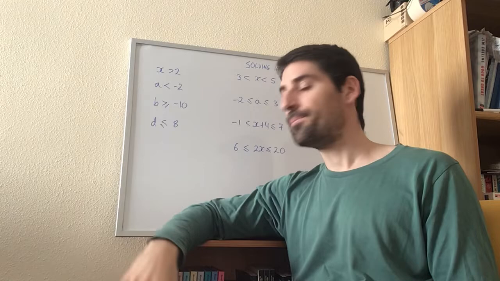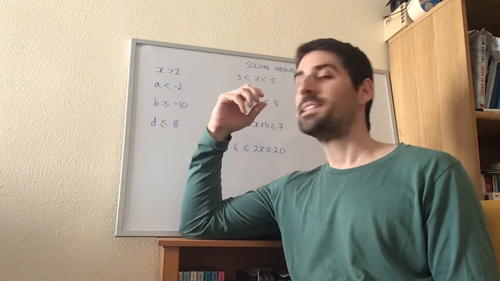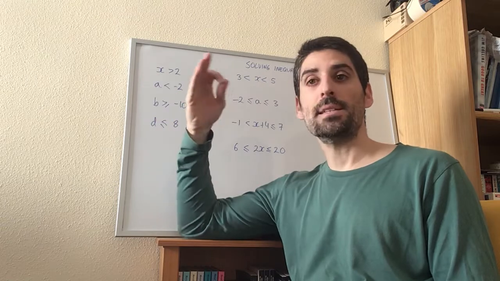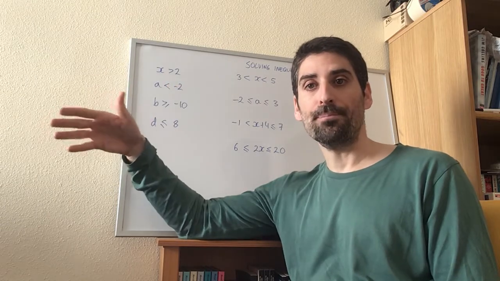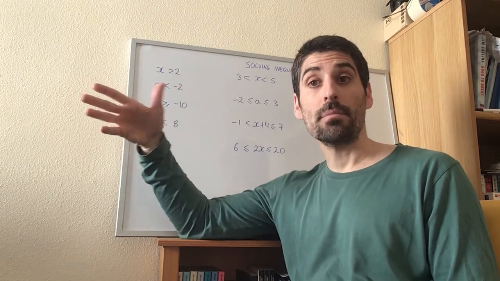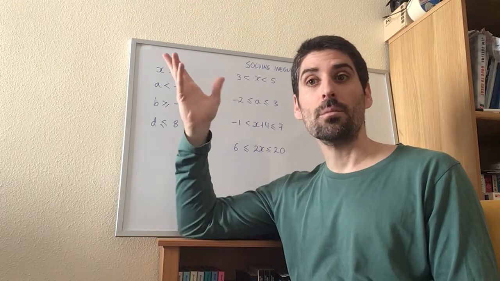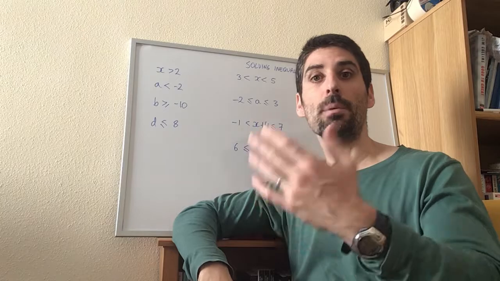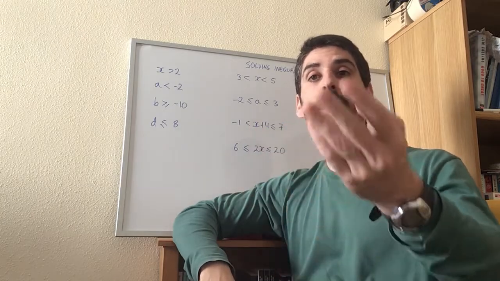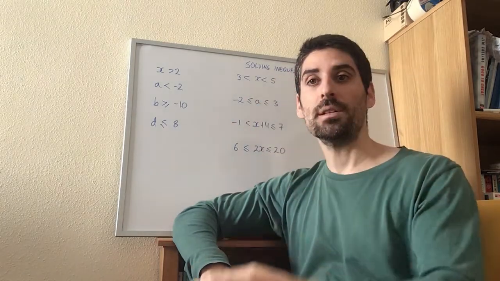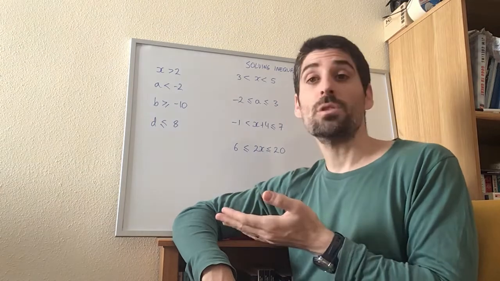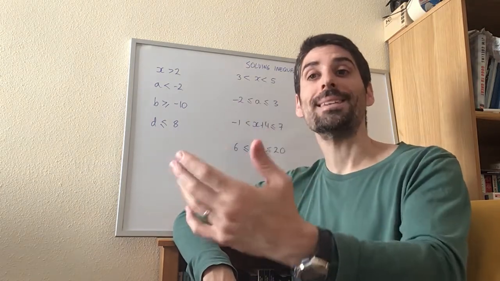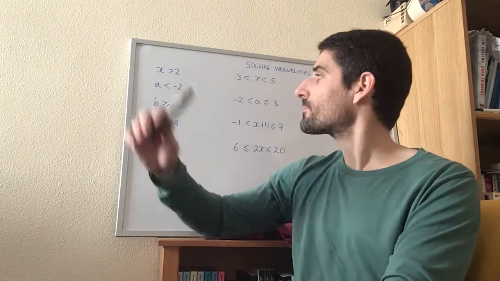a, that symbol, minus 2. What does that mean? Well, that means strictly less than. So a is strictly less than minus 2. Now, what value could it be? Give me a value that could be strictly less than minus 2. It could be minus 3, minus 4, minus 100, minus 39, minus 2.1. All those values are strictly less than minus 2.